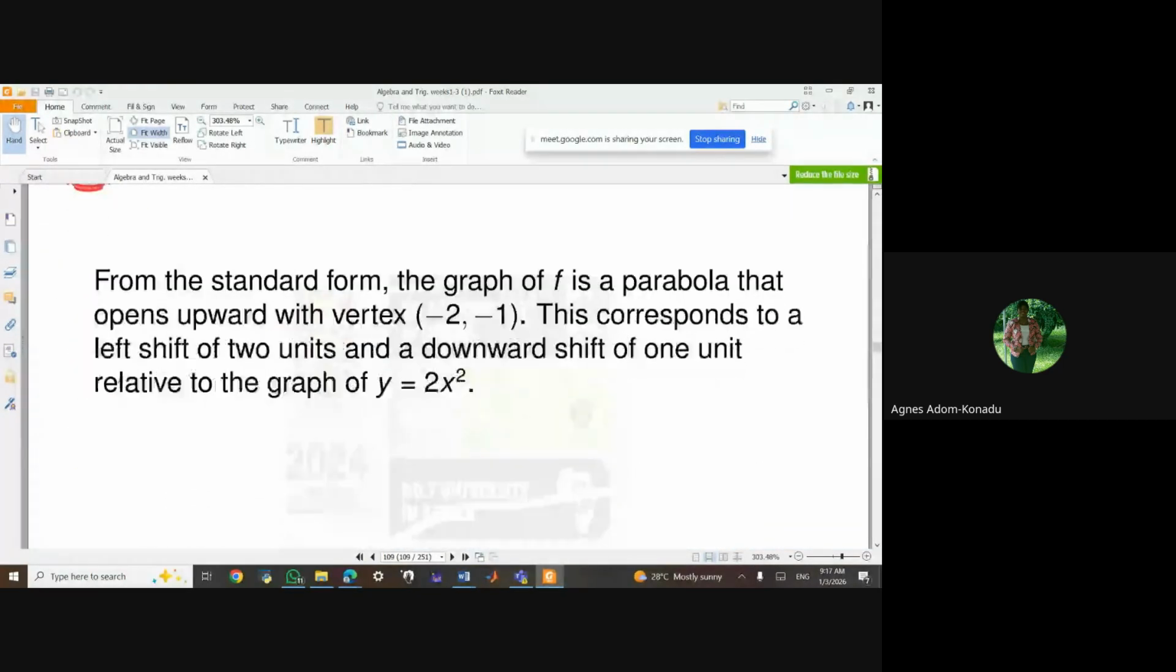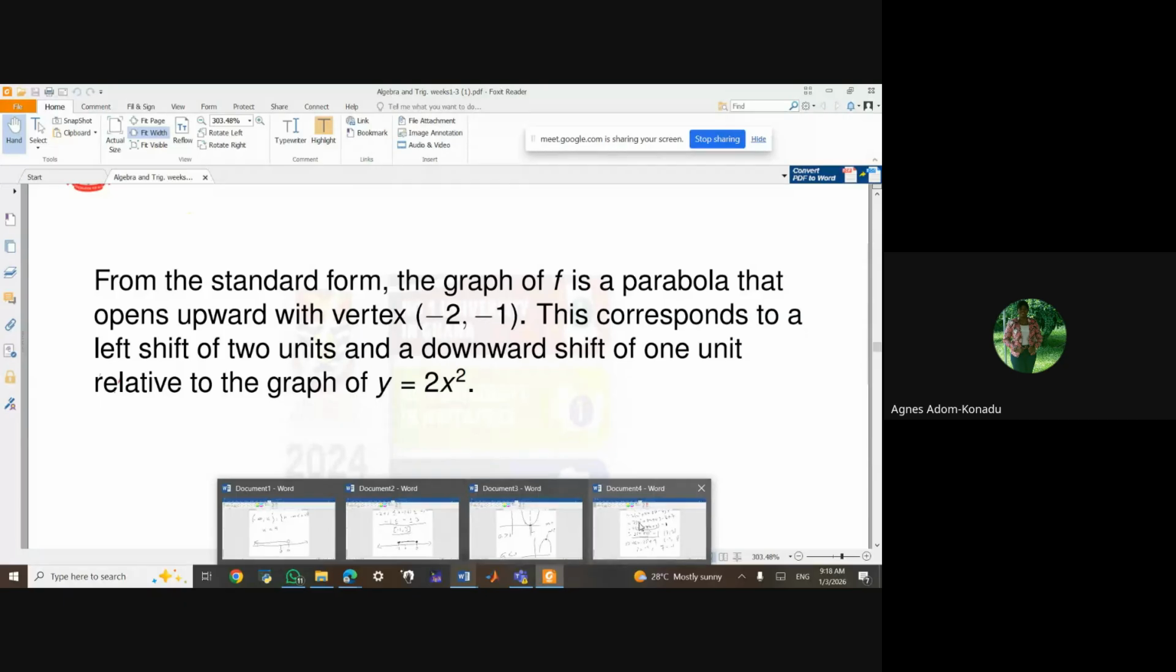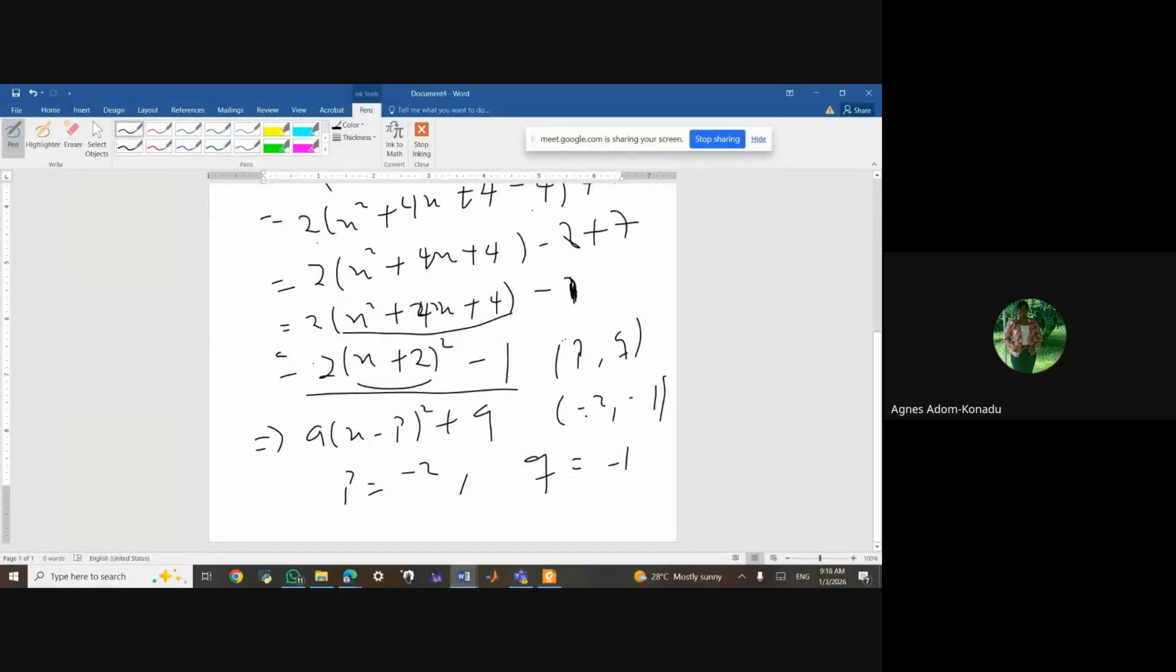From the standard form, the graph is a parabola that opens upwards, as you told me, with vertex (-2, -1). If I compare it with the equation y equals 2x squared, this corresponds to a left shift of 2 units and a downward shift of 1 unit relative to that graph. So let me try and sketch this graph for you, the graph with vertex (-2, -1).